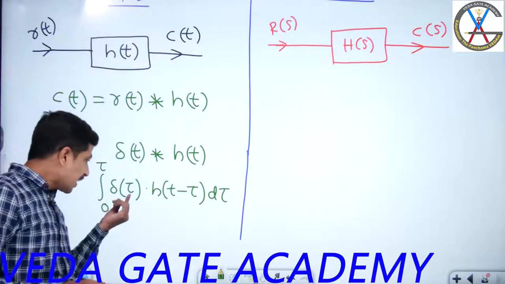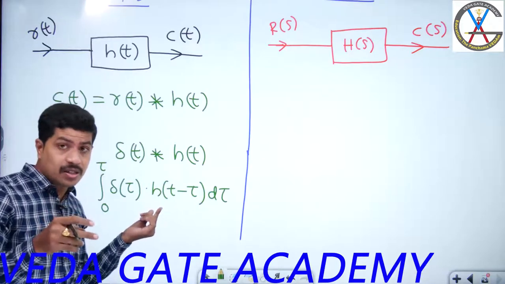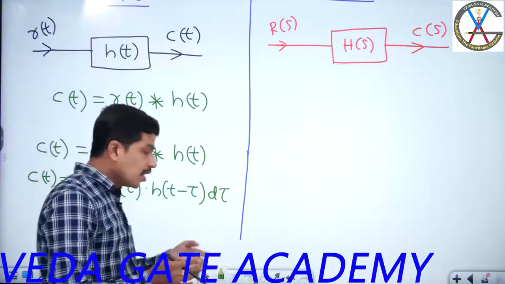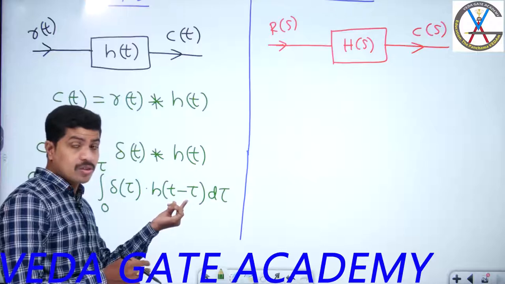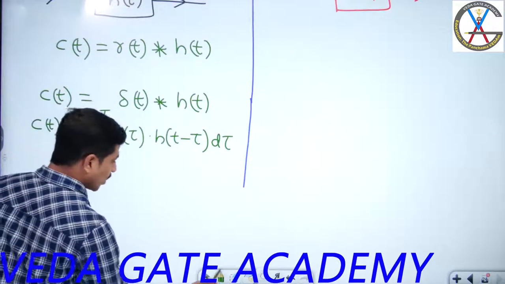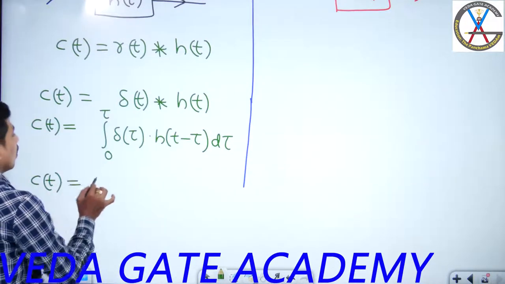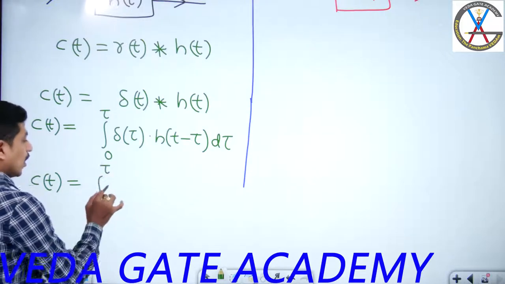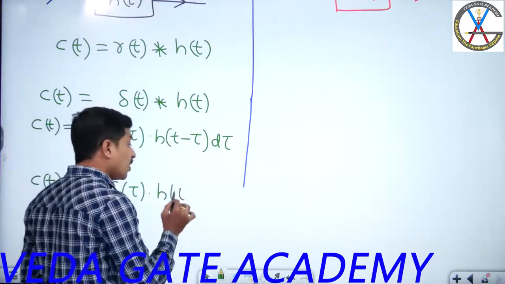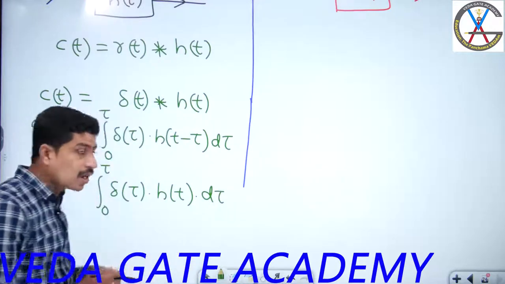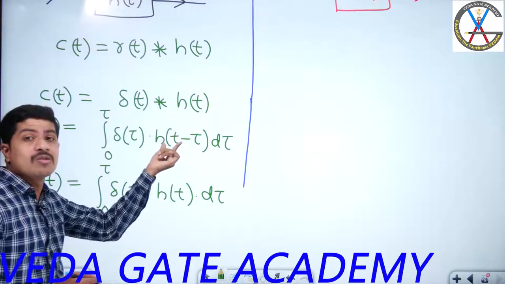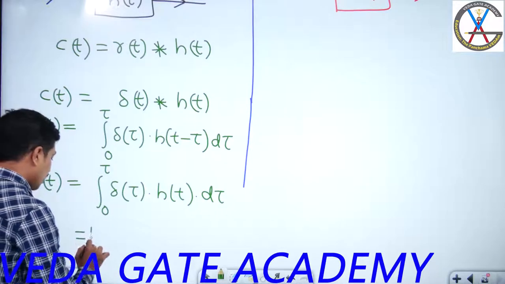Now tell me, del of tau is the signal which exists only at tau equal to 0. These two multiplications must be done in the common region, right? If this exists at tau equal to 0, in this one also I have to put tau equal to 0. Then what am I left with? Let me write here: C of t is equal to integral 0 to tau, del of tau, which exists only at tau equal to 0, into h of t only. Why not h of tau? This exists only at tau equal to 0, therefore I have to take this one at tau equal to 0. If I substitute tau equal to 0, what did I get? H of t.